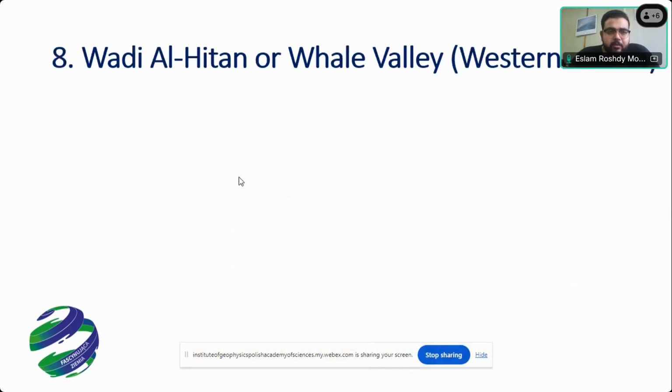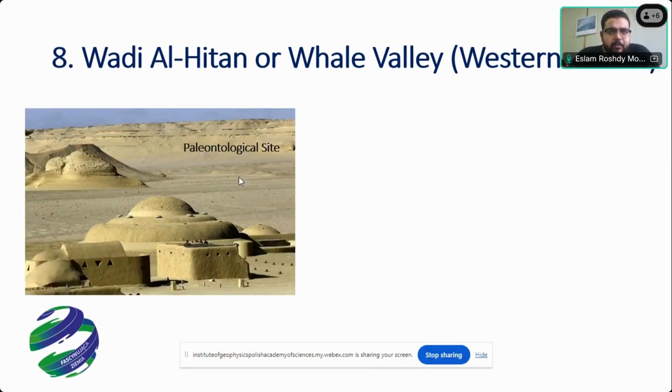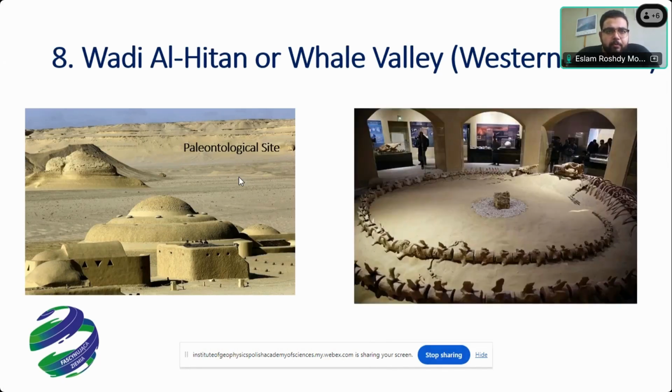Number 8, Wadi al-Hitan, or Whale Valley, in the Western Desert. Wadi al-Hitan is a UNESCO World Heritage Site located in the Western Desert. It can be described as a paleontological site. The landscape of Wadi al-Hitan is characterized by desert plains, sandy dunes, and rocky outcrops.